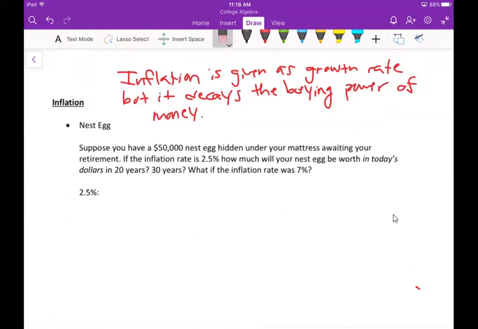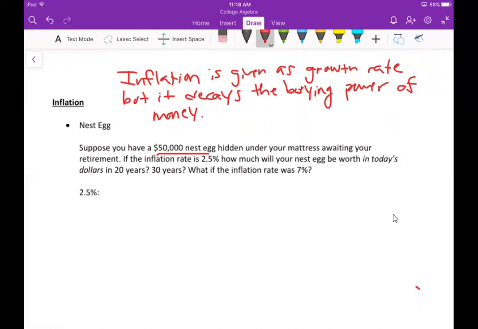So inflation is given as a growth rate, but it actually decays the buying power of our money. So we want to think about how we use that inflation rate to be an actual decay rate, even though it's given as a growth rate. This is one of the more confusing examples. So we want to sort through one of these to understand that inflation rate. So we're going to suppose we have a $50,000 nest egg, okay? A nest egg is a term for saving money for retirement or something like that, right?